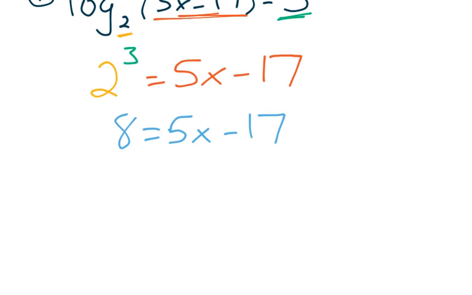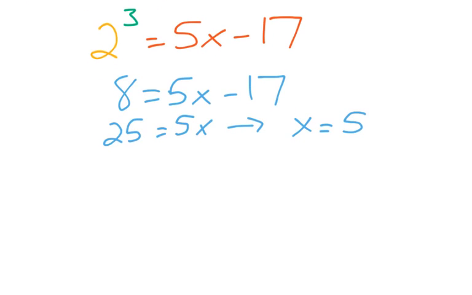Okay, so 8 equals 5x minus 17. We'll go ahead and add 17, so that gives me 25. 25 is equal to 5x, which then means x is equal to 5. That's a pretty straightforward example. Hopefully that makes a lot of sense.